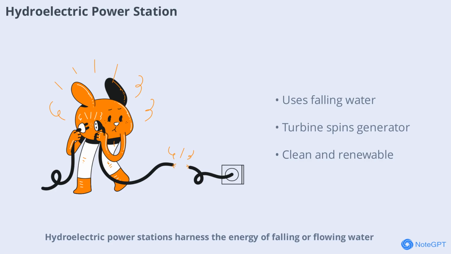Hydroelectric power stations harness the energy of falling or flowing water. Water is directed onto turbines, causing them to spin. These turbines are connected to generators, which convert the mechanical energy into electrical energy. The process is clean and renewable, making hydroelectric power a popular choice in many regions. The basic flow is: water moves the turbine, the turbine spins the generator, and electricity is produced. Hydroelectric plants are especially valuable for their ability to quickly adjust output to meet demand.